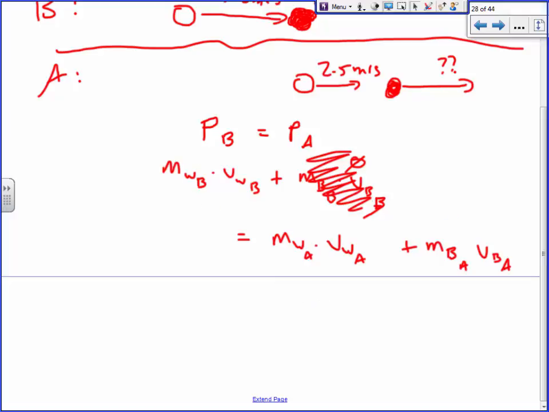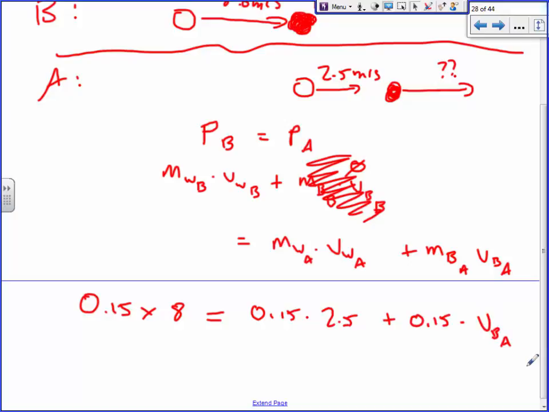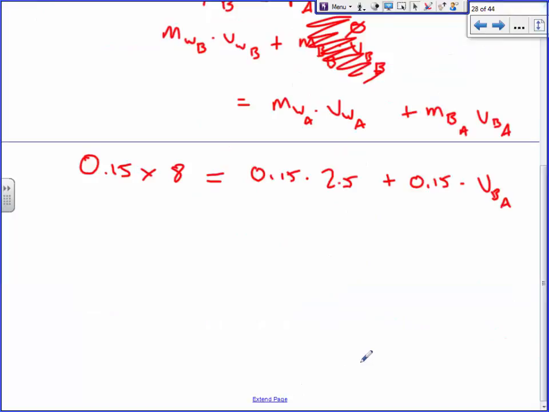Okay, so let's throw some stuff in. Mass of the white ball before didn't change. It's 0.15. The velocity of it before was 8. The mass of the white ball after was still 0.15. I know it didn't change, but I'm just being meticulous. The velocity of the white ball after was 2.5. The mass of the black ball after was still the same. And we want to find the velocity of the black ball after. As long as you can find a way to keep this organized and keep this notated well enough for you to make sense of your work, I don't care how you do it.